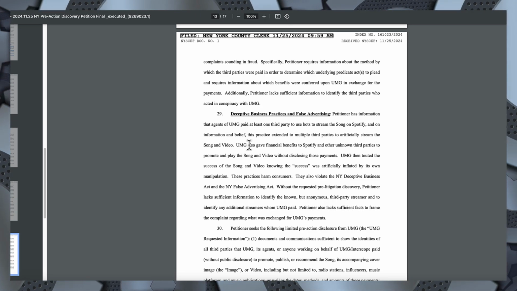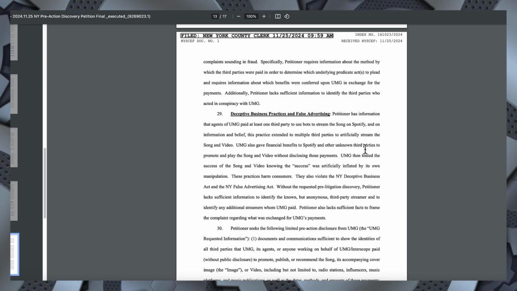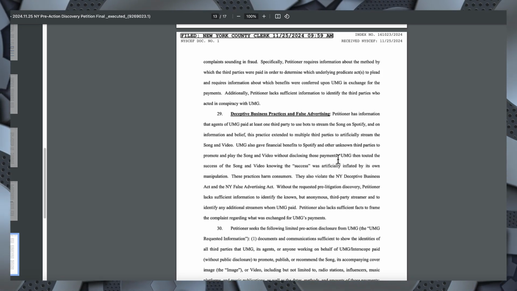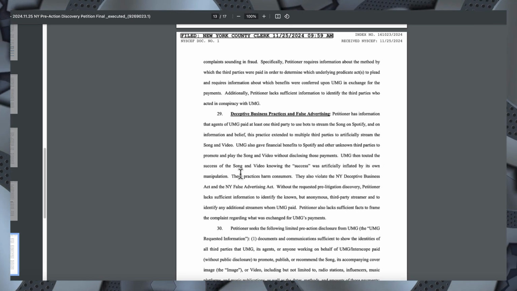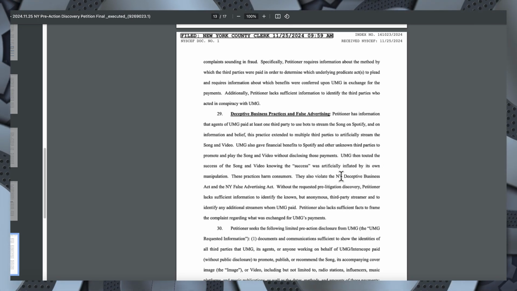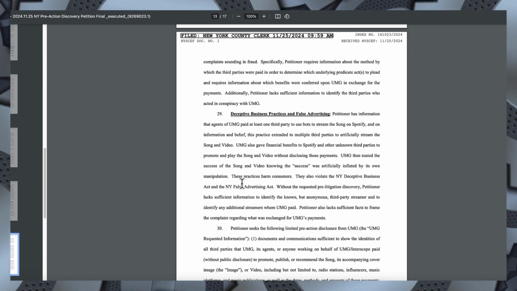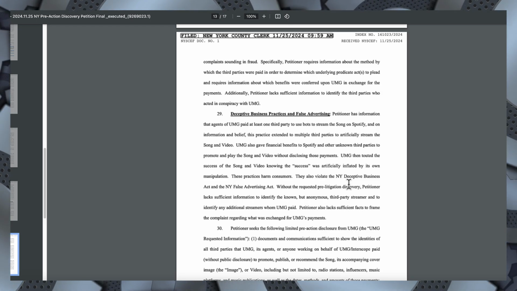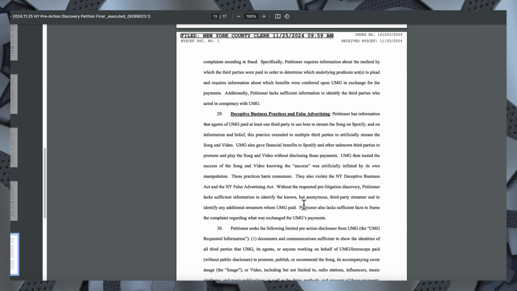video. UMG has also given financial benefits to Spotify and other unknown third parties to promote and play the song and video without disclosing those payments. UMG then touted the success of the song and video, knowing the success was artificially inflated by its own manipulation. These practices harm consumers. They also violate the NY Deceptive Business Act and the NY False Advertising Act.